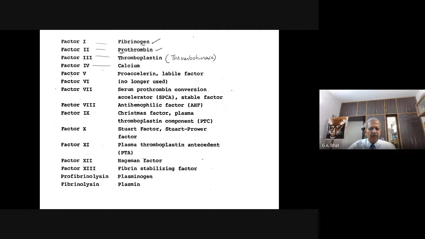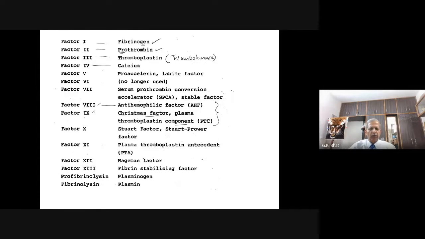Apart from that, you need not give much importance to factor 5 or factor 6, but you must know factor 8 and factor 9, which are directly concerned with hemophilia. Factor 8 is known as the anti-hemophilic factor. Factor 9 is known as the Christmas factor or plasma thromboplastin component. These you must know, and let us discuss that later. Factor 8 and factor 9.